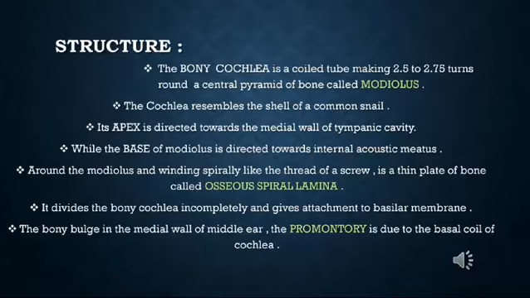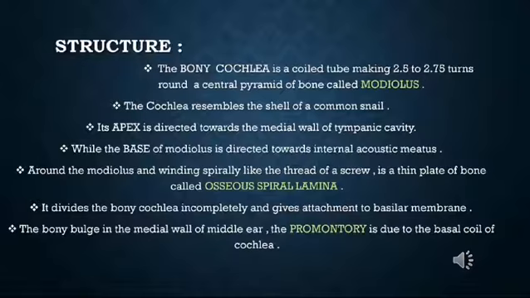Cochlea. Structure. The bony cochlea is a coiled tube making 2.5 to 2.75 turns around a central pyramid of bone called the modiolus. The cochlea resembles the shell of a common snail. Its apex is directed towards the medial wall of the tympanic cavity, while the base of the modiolus is directed towards the internal acoustic meatus. Around the modiolus, winding spirally like the thread of a screw, is a thin plate of bone called the osseous spiral lamina. It divides the bony cochlea incompletely and gives attachment to the basilar membrane.